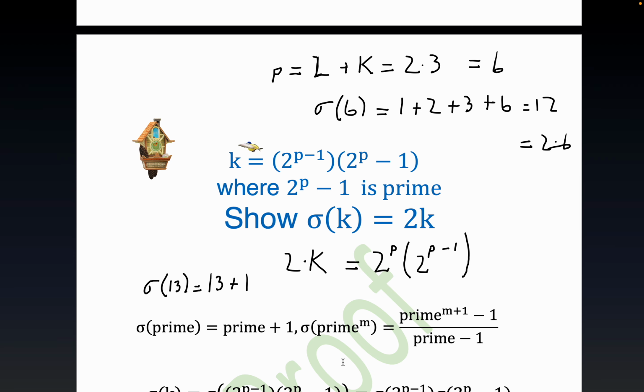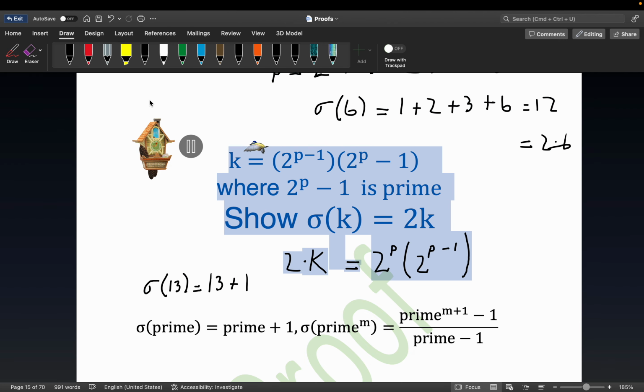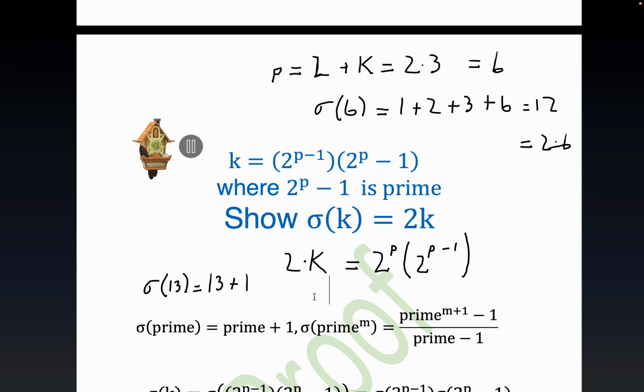Now, sigma of any prime raised to a natural number power, just to give you an idea, and I won't go through the whole thing: 1 is always a divisor, so you have 1 plus p plus p squared, this is finite, plus the ellipsis, plus p to the m.